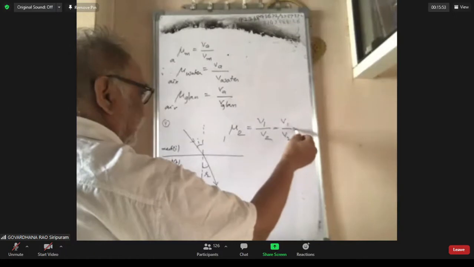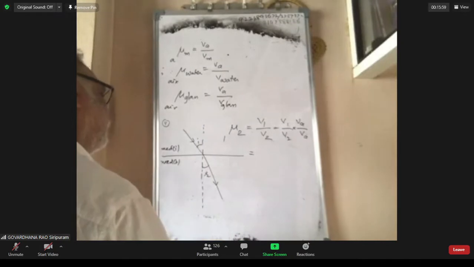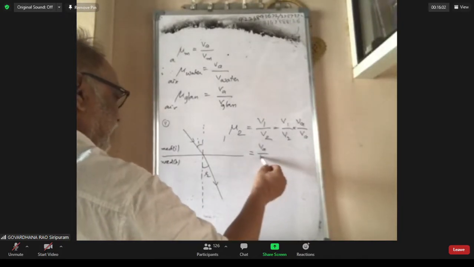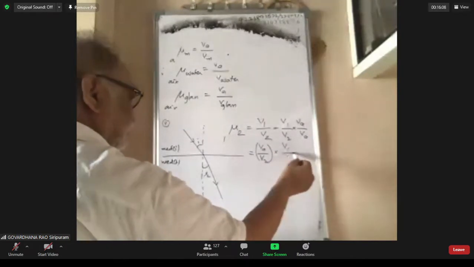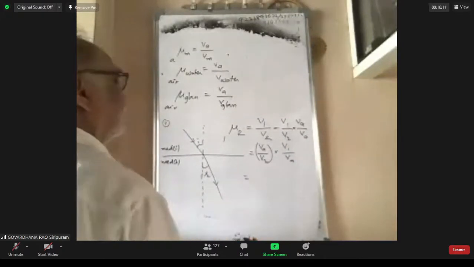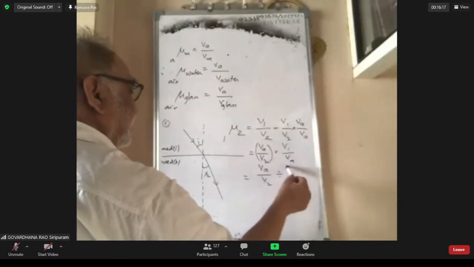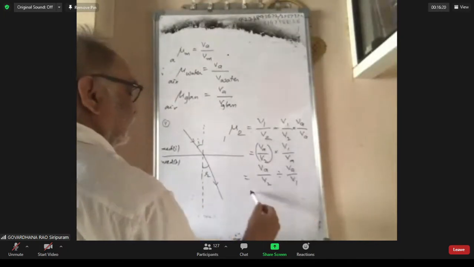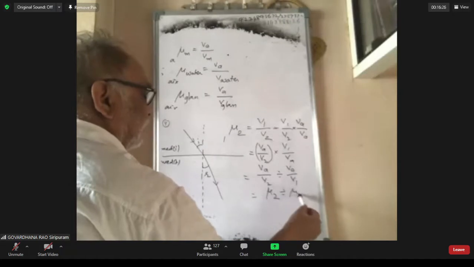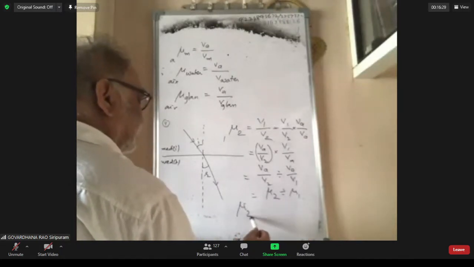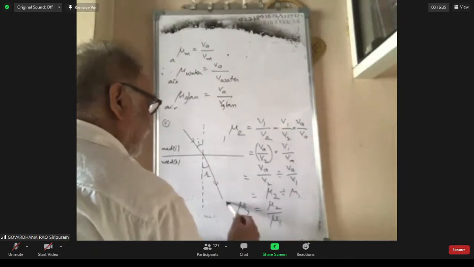V1 by V2 into Va by Va, that is Va by V2 into V1 by Va, that is Va by V2 divided by Va by V1, which is mu2 by mu1. The refractive index of medium 2 with respect to medium 1 is mu2 by mu1.